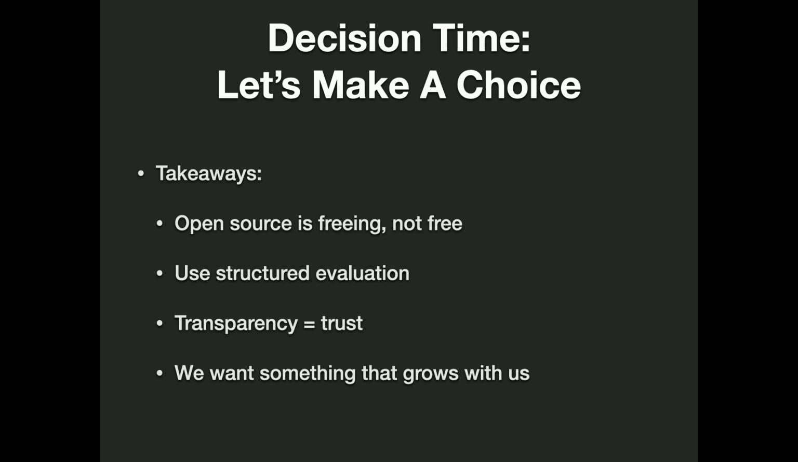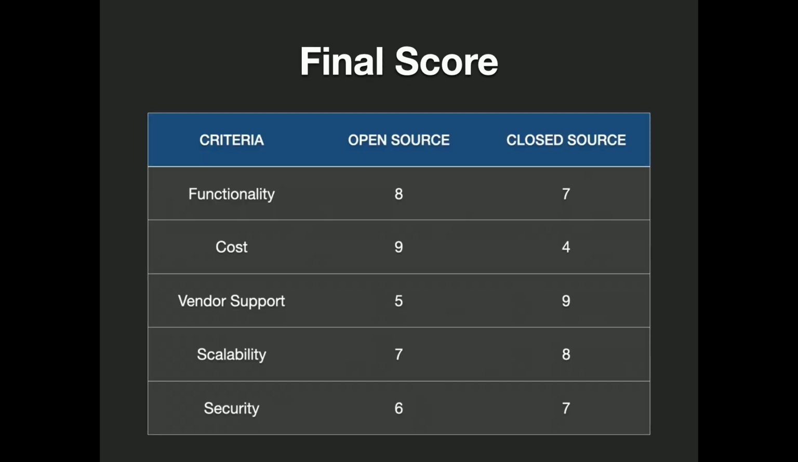So we're getting closer to decision time, and in our scenario there are a couple of takeaways for us. As mentioned, open source is freeing but not free. We tried to be as objective as possible by having it structured out really well. And as I mentioned before, getting that buy-in, there is an element of transparency and trust that we wanted to cultivate as well. And ultimately, for us to make the decision, what we really want is something that's going to grow with us naturally.